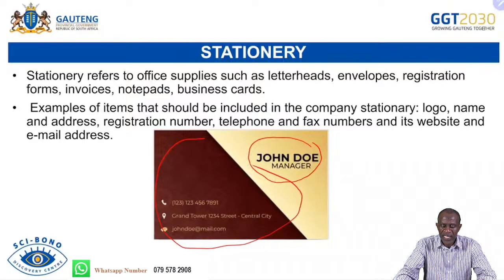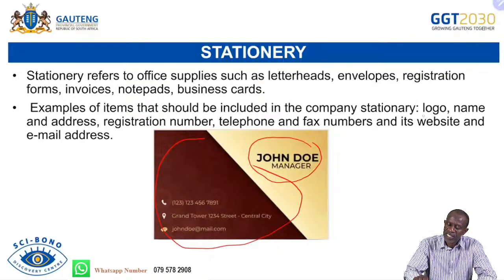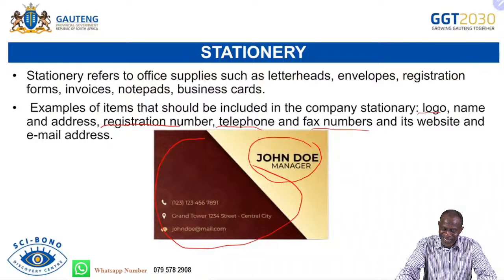Examples of items that should be included in the company stationery is information that relates to the logo, the name and address, as well as the registration number, the telephone, the fax number, and its WhatsApp or email address. This is information that a professional company uses in its stationery.